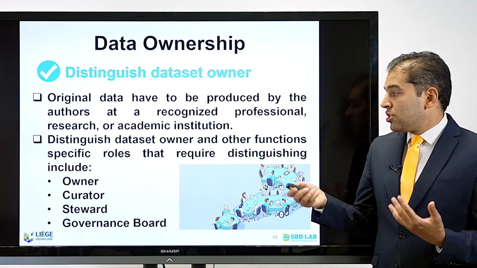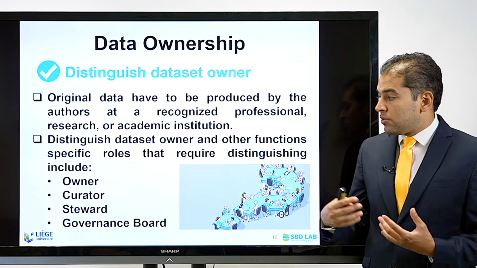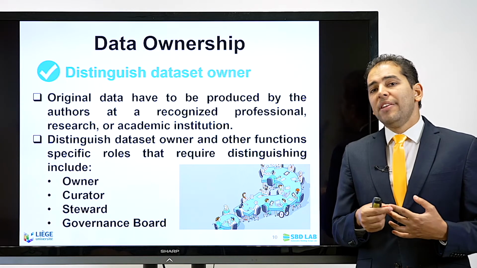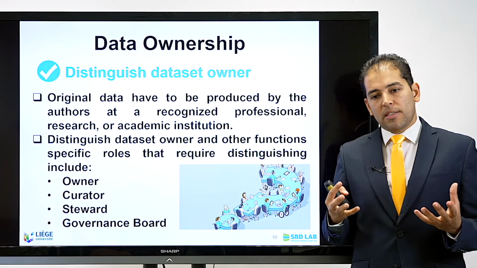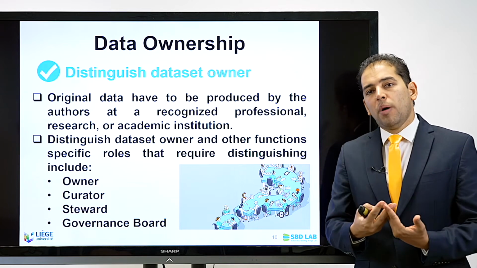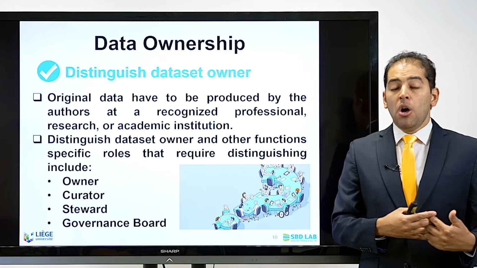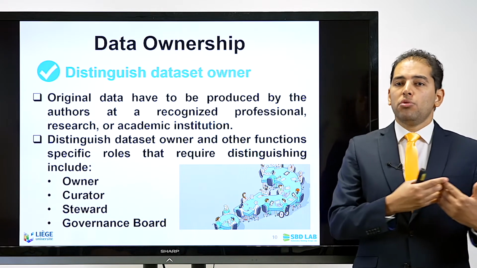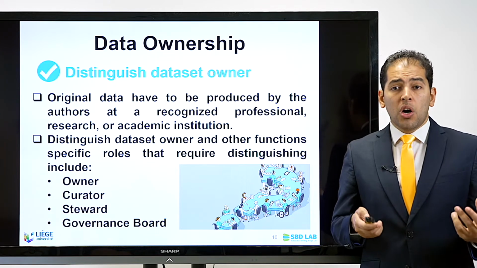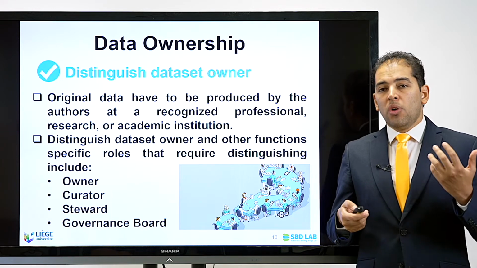You need to distinguish the dataset owner and other functions, specific roles that require distinguishing. Who is the owner? Who is the curator? Who is the steward? Is there any governance board that regulates that? It's very important to look at these aspects so that when you decide to publish, you might need to have the permission of the owner of the data, or even sometimes the owner will force you to publish. So it's important to make sure that the owners of the data are clearly notified and there is a consent, and to avoid any confusion.